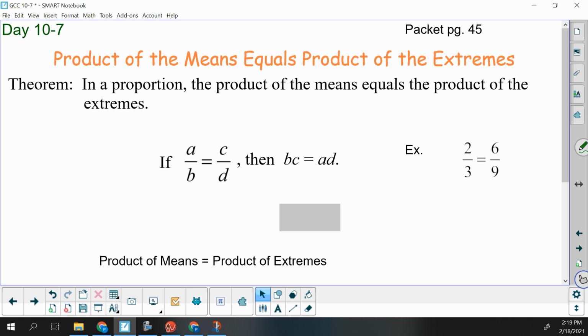Or if you have numbers here, 3 times 6 is 18, 2 times 9 is 18. Now the extremes are considered the one that was the smallest and largest, and the means are the ones that are in between. So that's what's meant by product of the means equals product of the extremes. The smallest and largest thing end up multiplying together, and those middle ones will. And that just automatically happens. This is our new reason that we will have.